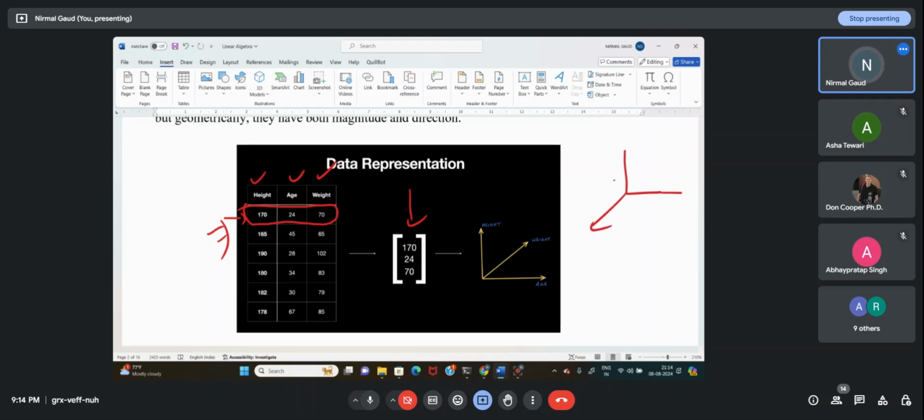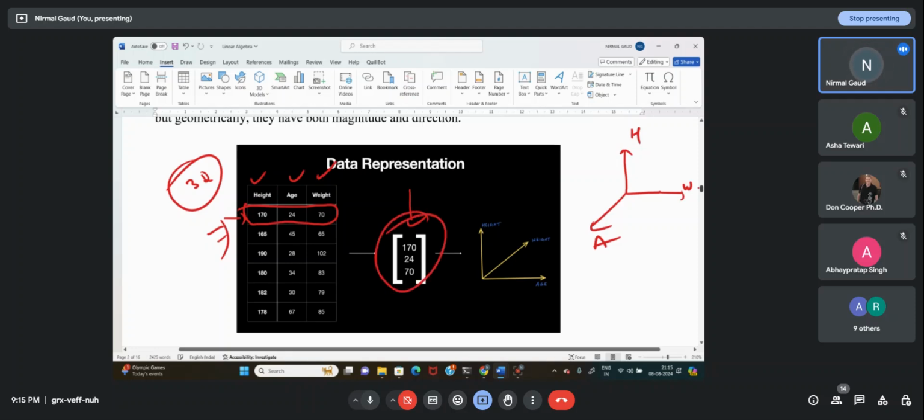These three are the three dimensions. My data is having three dimensions, and all should be perpendicular to each other. So height, weight, and age all are perpendicular to each other. And this point 170, 24, 70, I can mark somewhere here. So this is 170, 24, 70. This is how I can represent it.